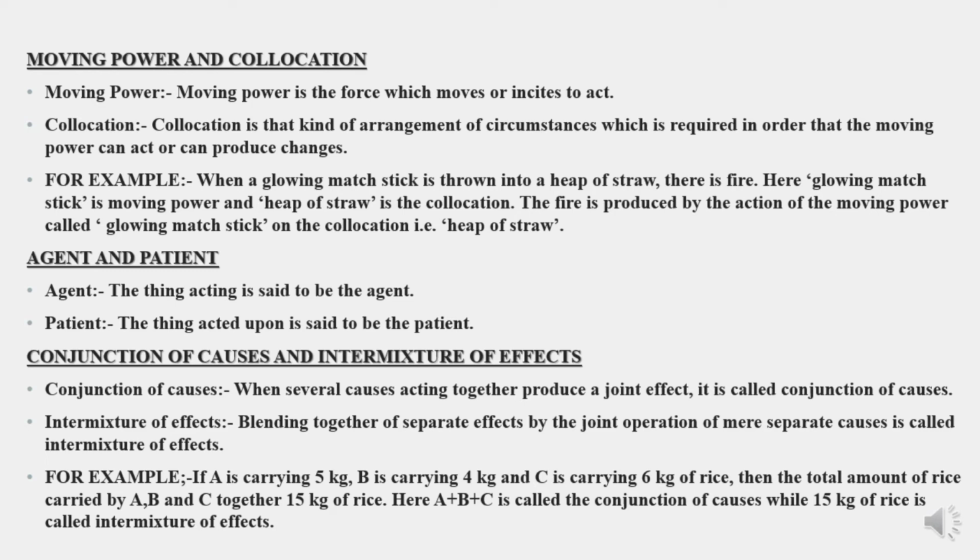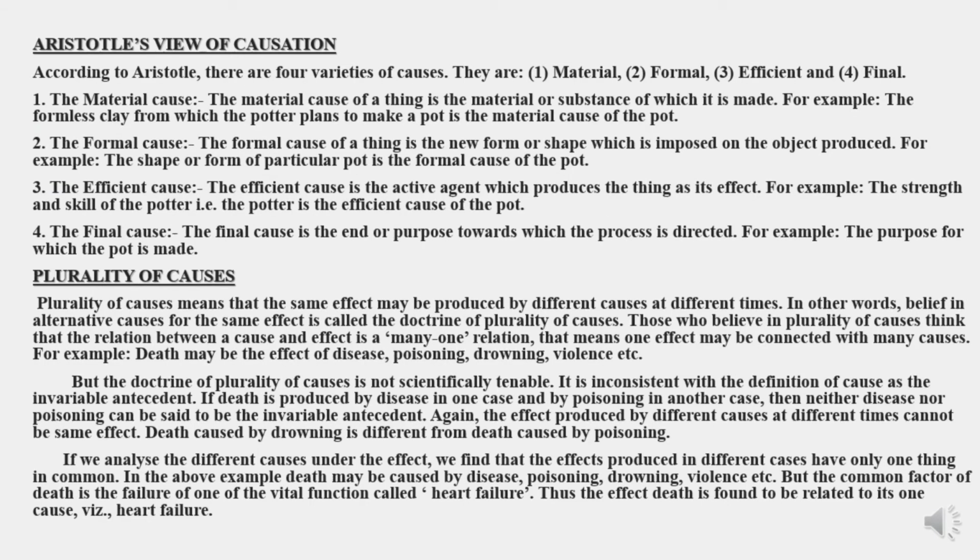For example, if A is carrying 5 kg, B is carrying 4 kg and C is carrying 6 kg of rice, then the total amount of rice carried by A, B and C together is 15 kg. Here A, B and C are called the conjunction of causes, while 15 kg of rice is called intermixture of effects. I shall later make a detailed video about these different concepts.